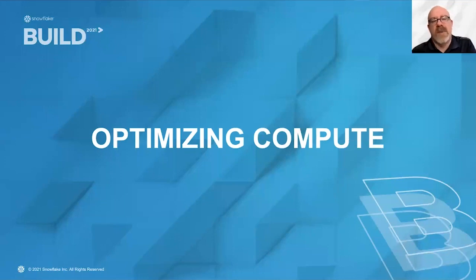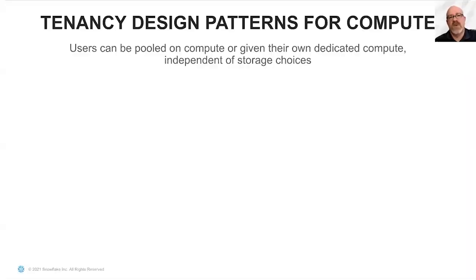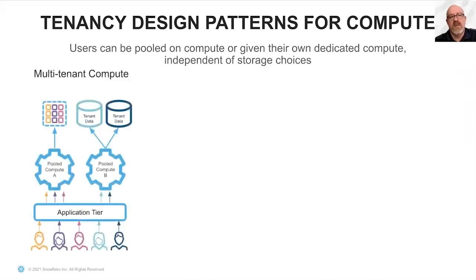So let's talk about optimizing compute now and looking at the same tenancy categories, but through a compute lens instead of a storage lens. So again, going back to our typical 3 design patterns for tenancy, when we talk about multi-tenant table, it's not really table anymore. We're talking about multi-tenant compute. And what we mean here is that tenants are going to share compute. And again, this compute is what's going to run their queries within Snowflake. So you can see here that orange, purple, and pink are sharing one virtual warehouse. We're going to call that virtual warehouse or pooled compute A, where teal and dark blue are sharing B.